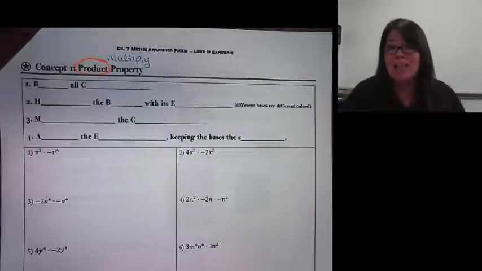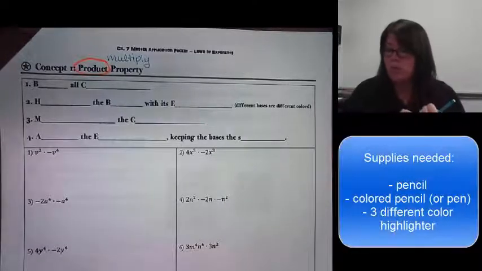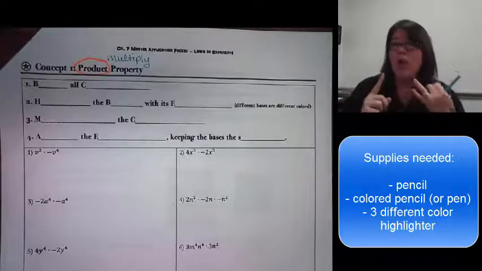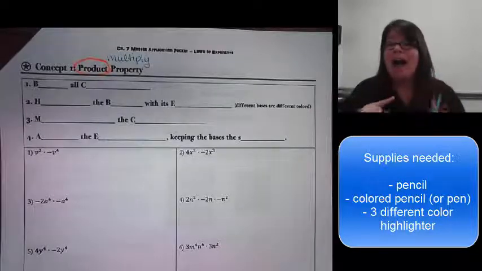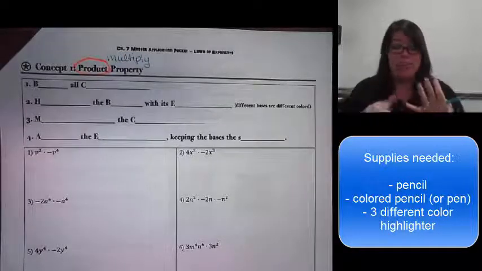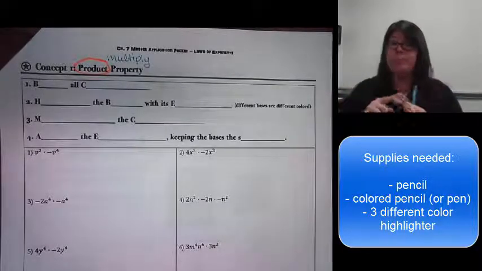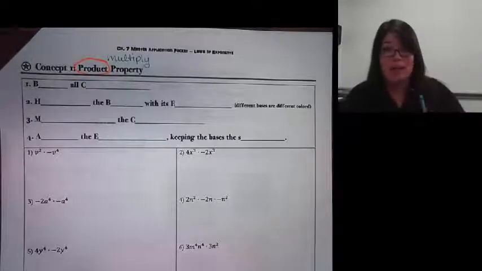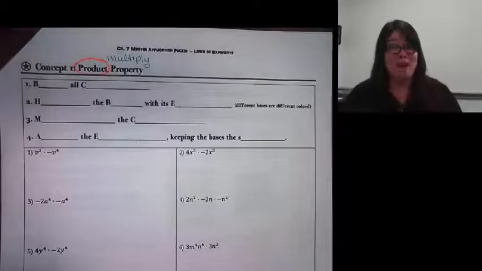Now before we dive in, I want to let you know that you will need your pencil. You will need at least one color, a pen or a colored pencil, whatever works for you, and 3 highlighter colors. So your pencil, a colored writing utensil, either a pen or a colored pencil, and 3 different colored highlighters. If you need to, pause the video a minute and go get those supplies. All right, you ready to begin?